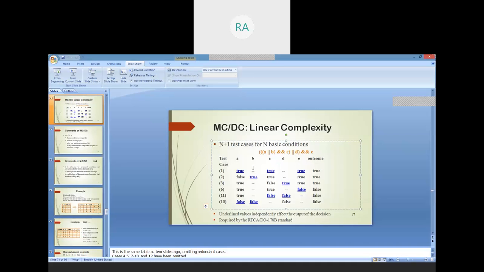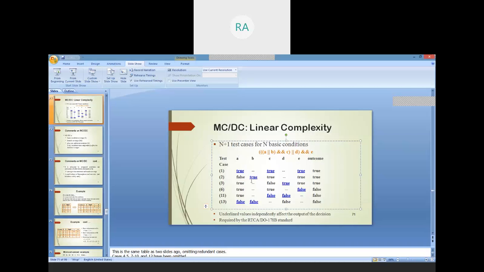irrespective of the values assumed by B and D. If you give values for B and D, for this particular combination they will never impact the outcome. That's why they have kept them as don't care values for B and D. The values that impact the outcome are the A value, C value, and E value.